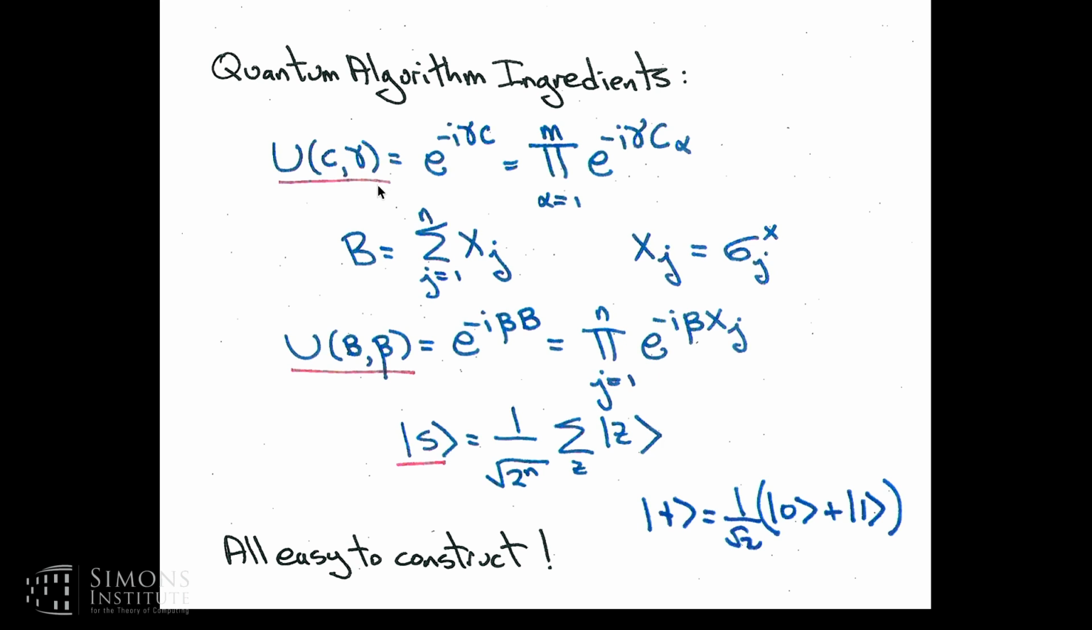We have another operator which actually moves the bits around, sometimes called the driver. Consider B, which is the sum of the sigma x's, and the unitary is the exponential of this. That's just a rotation around the x direction by an angle beta of all the qubits. Typically, but not always, we start in the uniform superposition over all strings. Note that these are all easy-to-construct operators, and you can imagine putting this on hardware.